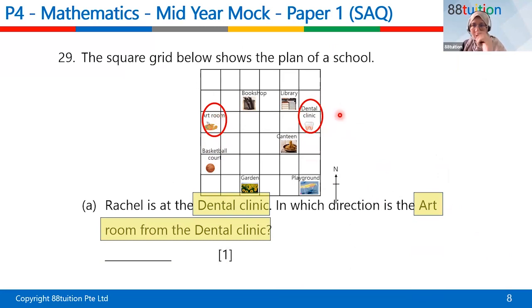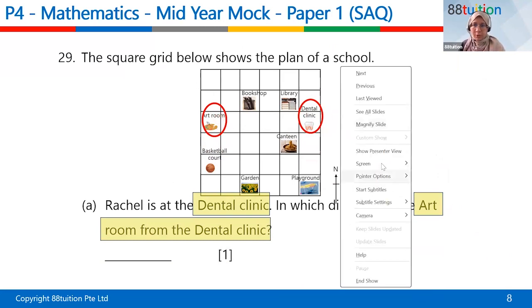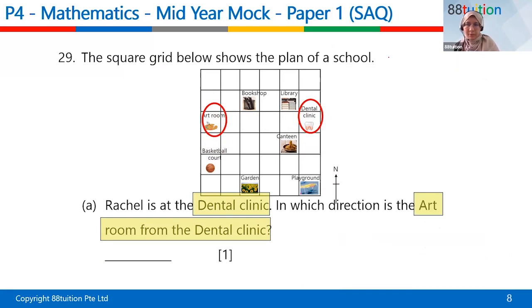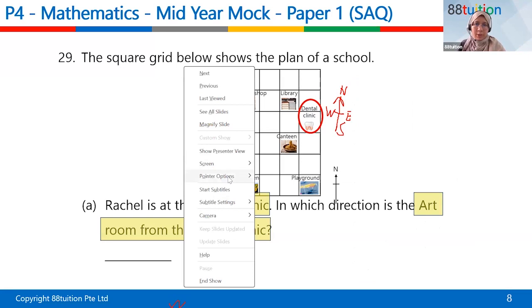So if you were to draw your northeast, southwest, actually it's here, northeast, southwest. So she's here at the dental clinic, right? North. So it is basically in the west, correct? It's directly the west, just the opposite here. So the answer here would be the west. All right, moving on.